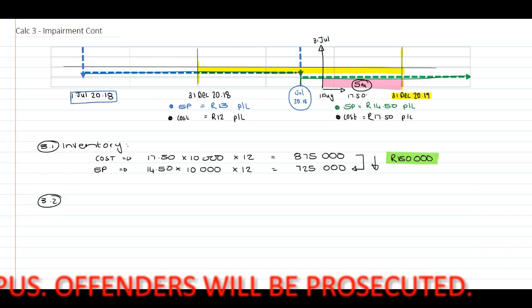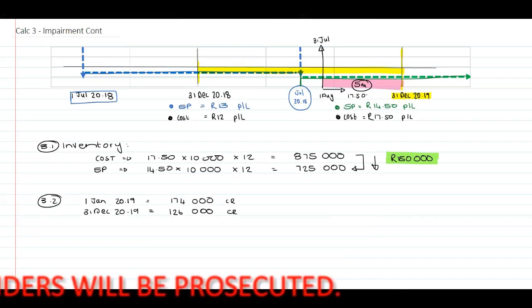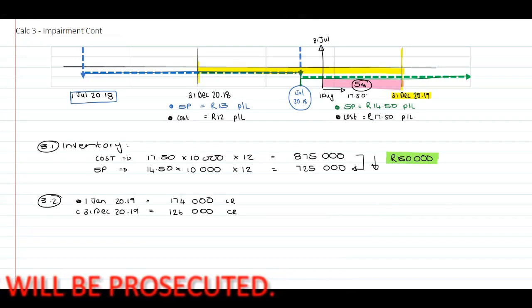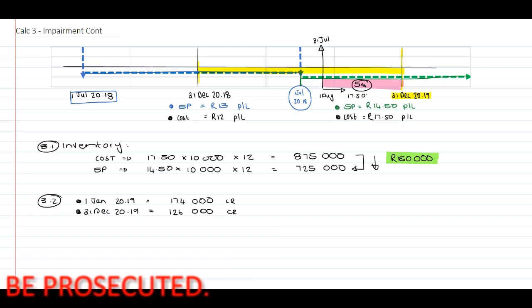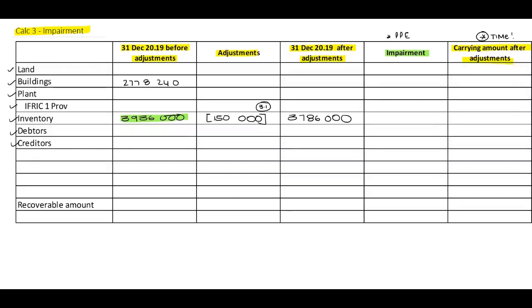3.2, they've indicated to us in this scenario, the allowance was 174,000 on 1 January, and at year end it should be 126,000. Therefore, we are able to identify that there is a decrease in a credit account to the value of 48,000. Now, think about this, guys. If we credit this account, we will have to debit our debtors account. Therefore, in our impairment calculation, the debtors will increase with 48,000, and this is our calculation 3.2.